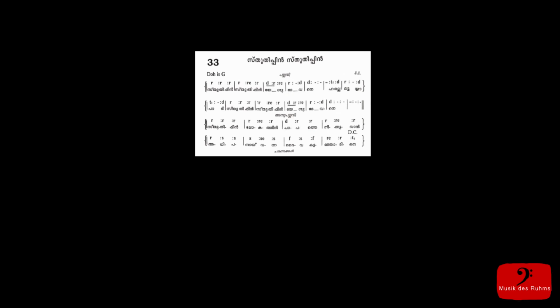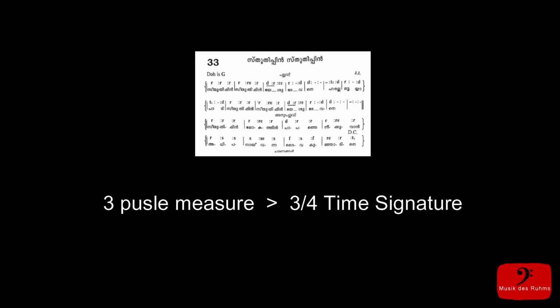Now take song number 33. This song has 3/4 time signature. In the first measure you have 3 notes in 3 pulses. That is, it is a 3-pulse measure, which tells you that the song is in 3/4 time signature.